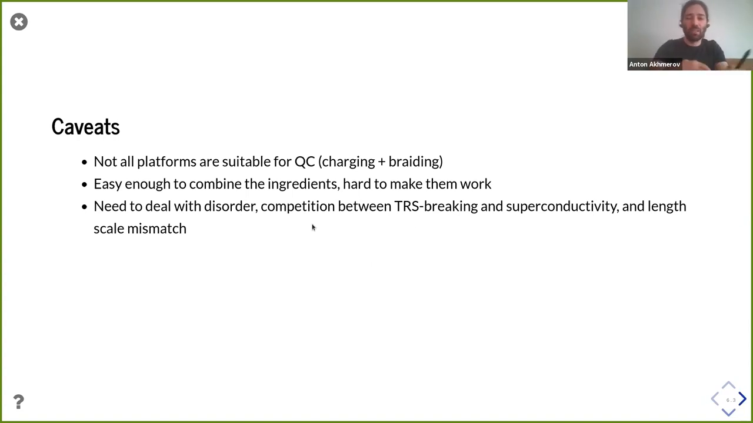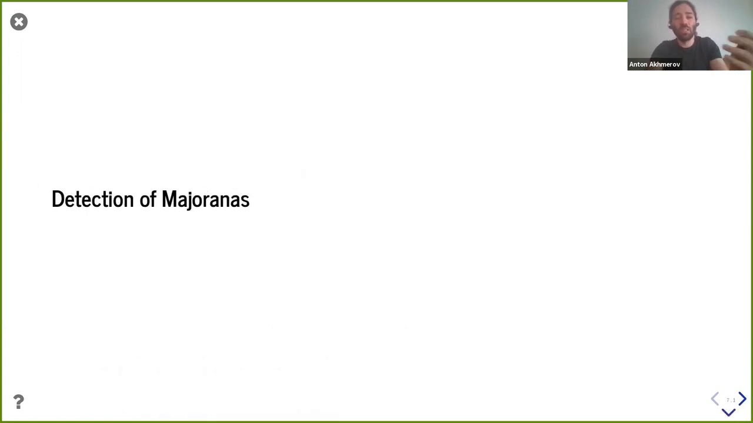So this extra difficulty is, I think, one of the open challenges in the field. And then finally, let's say you have done all of these. There's still a question of how do you know that you did make Majoranas, and that's also a question with no easy answer. So let's discuss how to detect Majoranas.